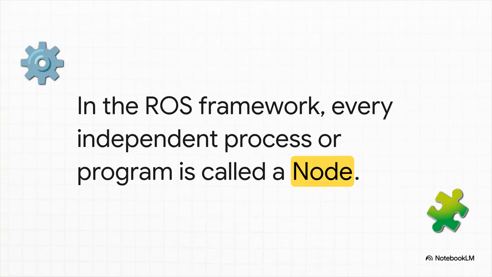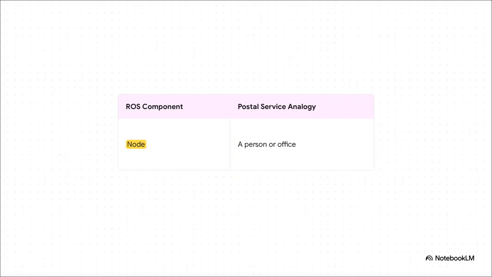So, in the world of ROS, every independent little program is called a node. A node could be the piece of software that's just reading data from a camera, or another one that's controlling a motor. Maybe a third one is running a complex algorithm to figure out where to go. Each one is its own separate thing. So, if we stick with our postal service analogy, a node is basically like a person or a specific department in an office. It's an endpoint, you know? It's someone who can send mail out and also receive mail.